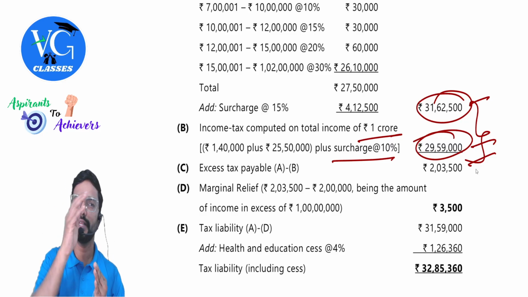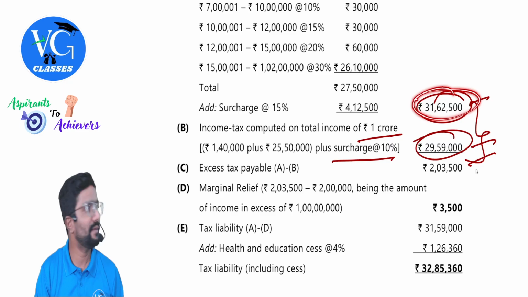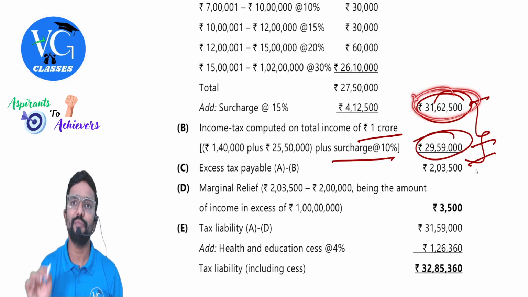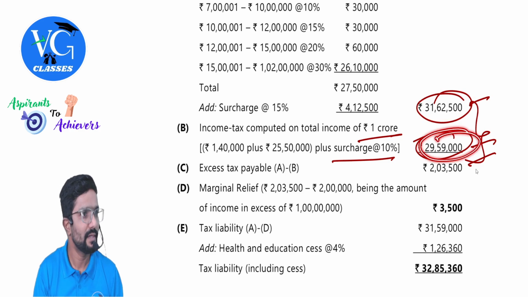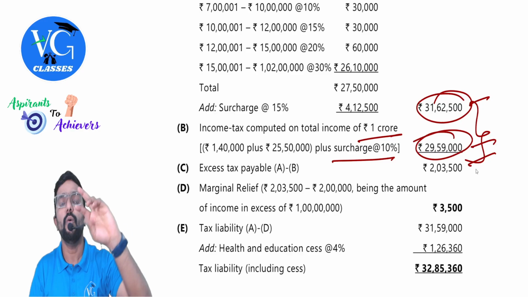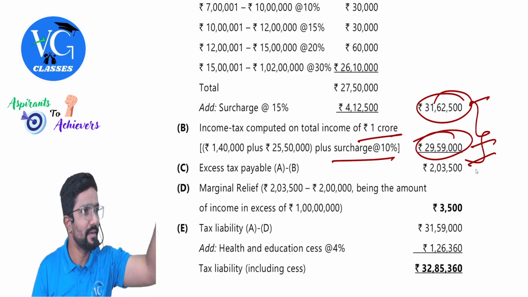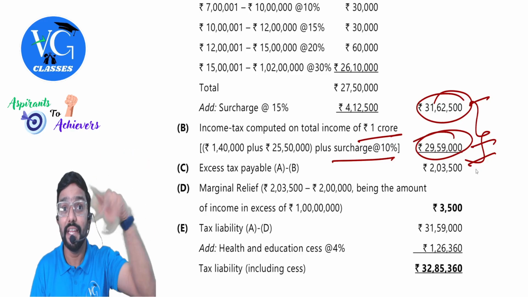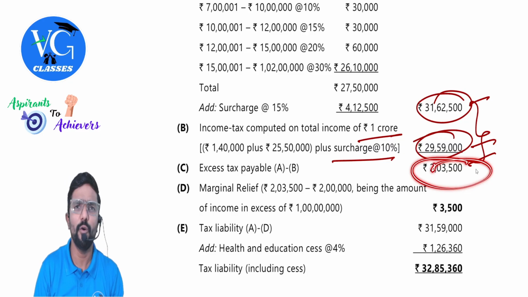Guys, this is simple like this. Sir, if my total income is 1 crore 2 lakh, how much is the tax? We have calculated here. Correct? Now, if my total income is exactly 1 crore, what is my tax liability? We have calculated here. Clear? Over and above 1 crore, how much is the increase in income? 2 lakh. But for the 2 lakh increase in income, how much tax is increasing? 2 lakh 3,500. Hope you are understanding.